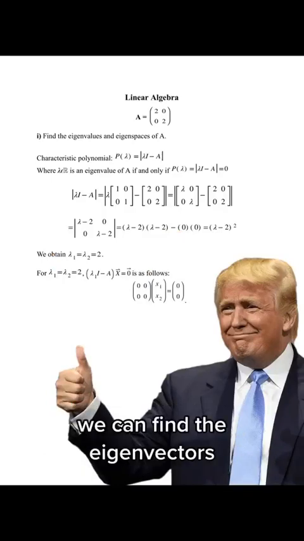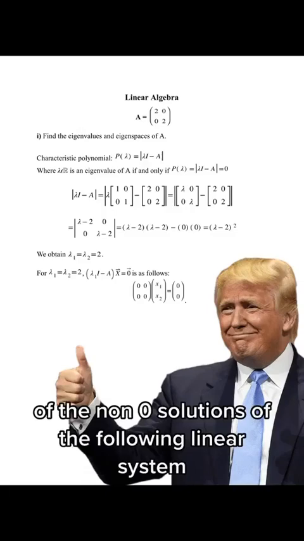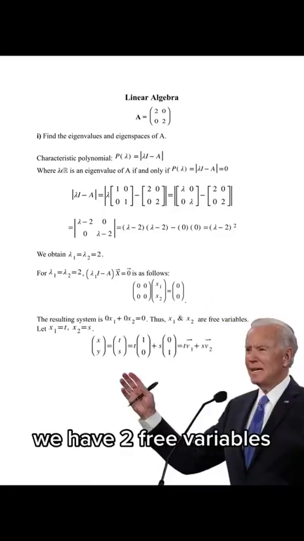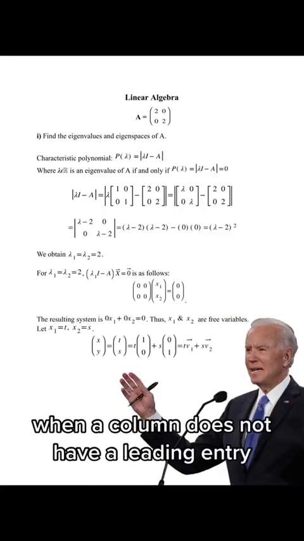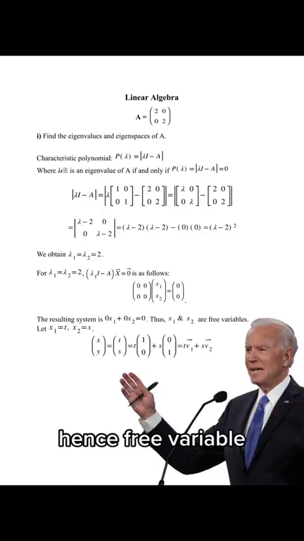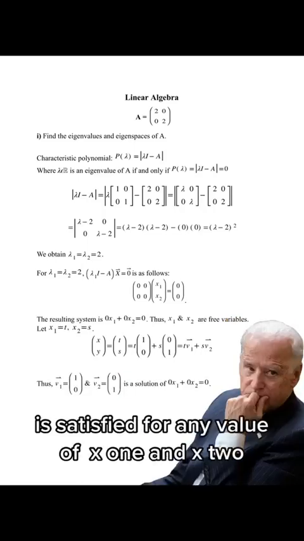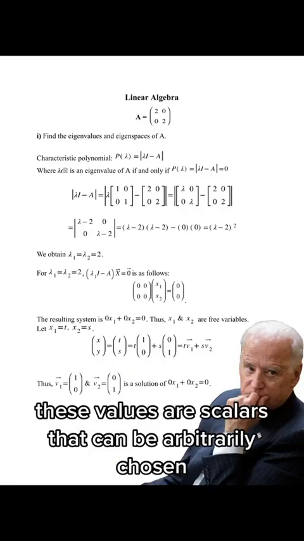We can find the eigenvectors of the non-zero solutions of the following linear system. We have two free variables. When a column does not have a leading entry, it is a free space, hence free variable. It should be noted that this equation is satisfied for any value of x1 and x2. These values are scalars that can be arbitrarily chosen.